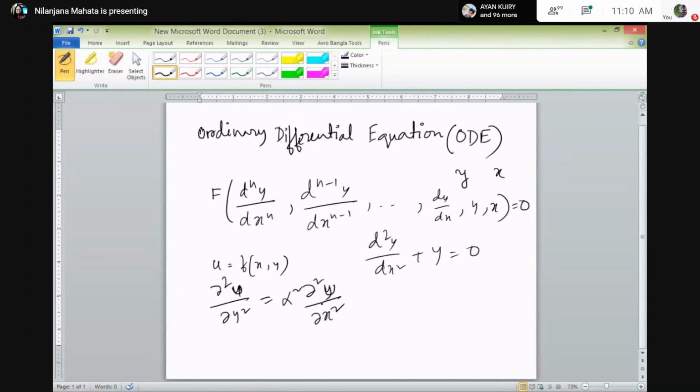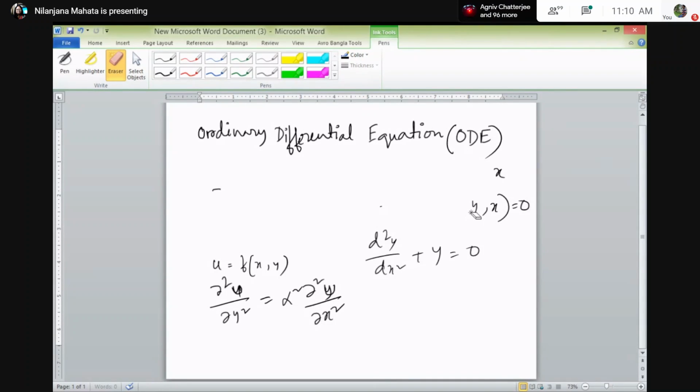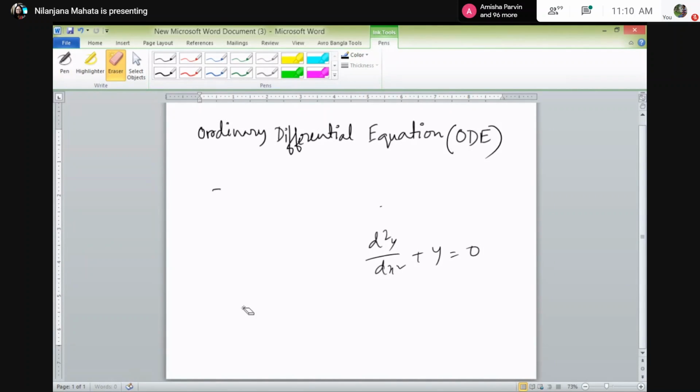And when there is only one independent variable, like this, dy, basically you have come across this type of equations earlier. So you know the form of this differential equation. So now we will concentrate on only ordinary differential equations, okay?